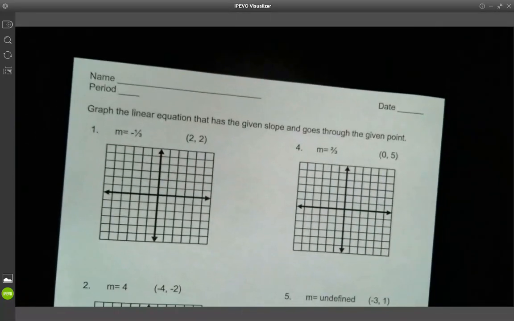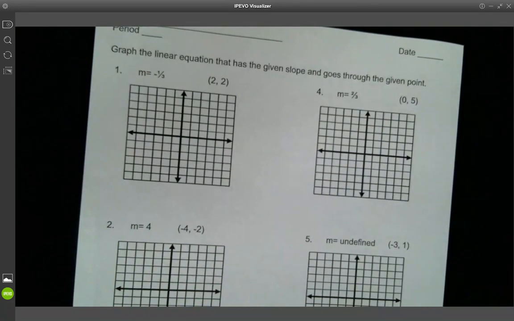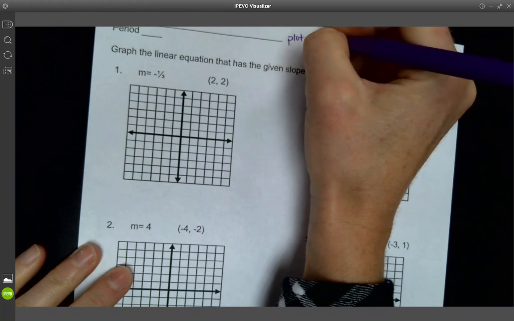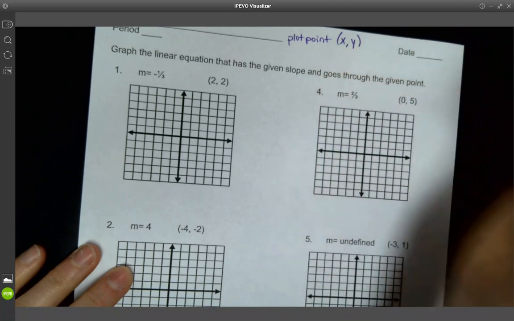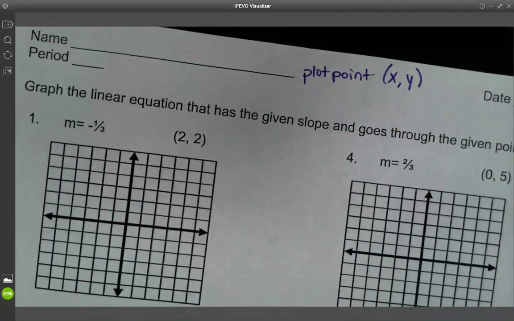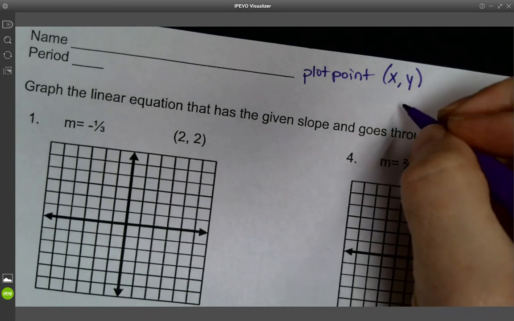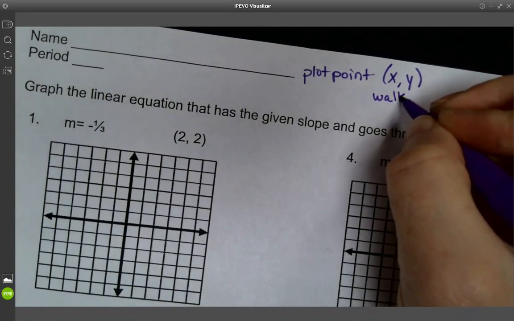For the assignment on the back, it says graph the linear equation that has the given slope and goes through the point. So you're first going to plot the point. Remember, a point is x comma y. In order to graph a point, you're going to start at your origin and then walk before you crawl.